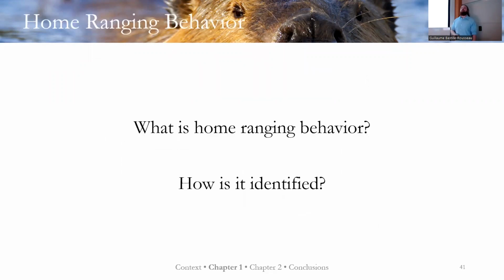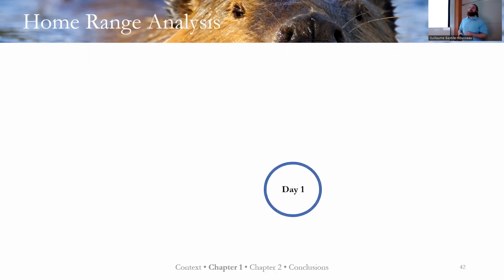So before moving on and talking a little bit about whether we were able to identify home ranging behavior, I wanted to talk a bit about what that is exactly and how we actually go about identifying it. And so one way to think about home ranging behavior is an animal exhibiting restricted space use and range residency. And so if you imagine you put a transmitter on an animal, you might only be capturing a certain limited amount of space for the first day.